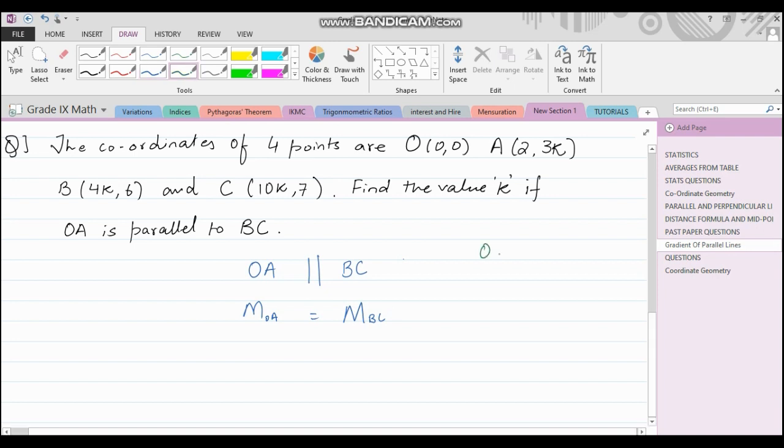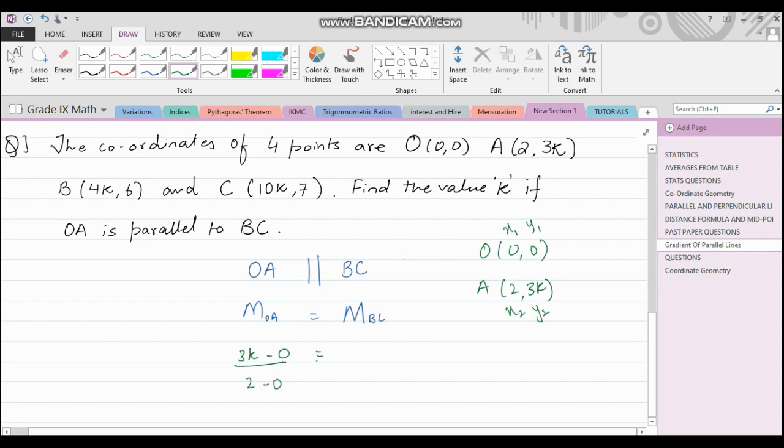Now let us take out the slope for OA. So let me write down the coordinates. O is obviously the origin 0, 0, and A is 2, 3k. O will act as point 1, meaning it will yield us x1 and y1, and A would give us x2 and y2. So putting them into the formula, the formula is y2 minus y1, that is 3k minus 0, and x2 minus x1, again 2 minus 0.